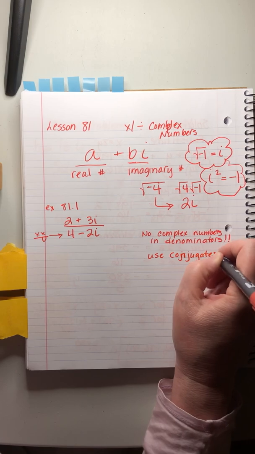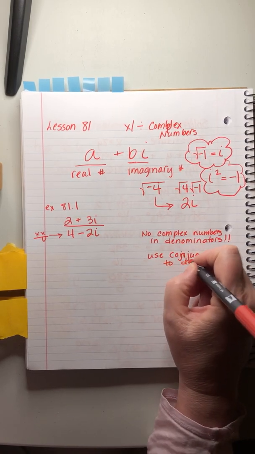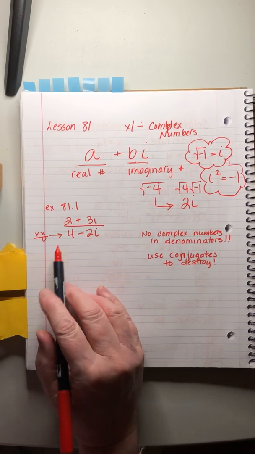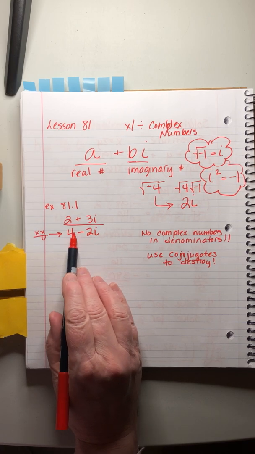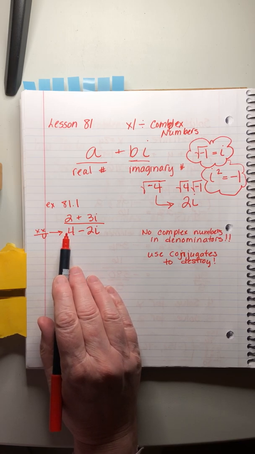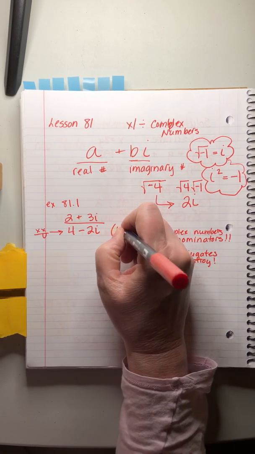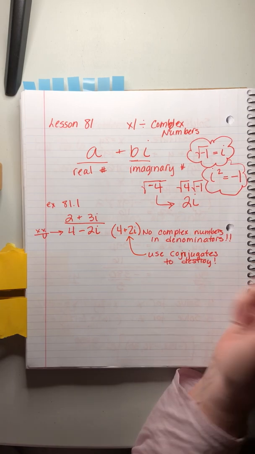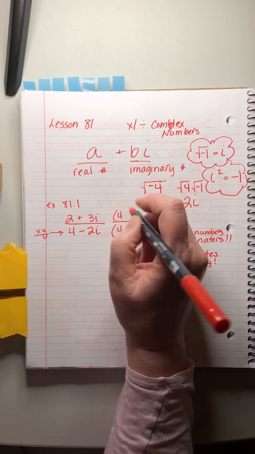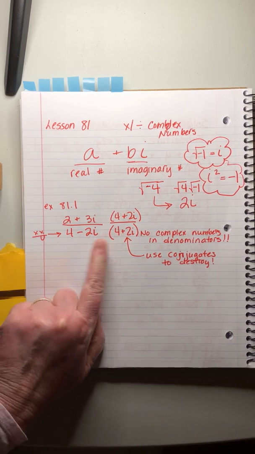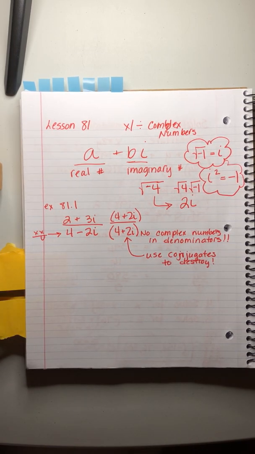Conjugates, and I'll remind you of what that is, to, I'm going to say destroy because I feel a little violent about it. Remember, a conjugate is the same binomial with the middle sign changed. The front sign, even if it's an invisible plus sign like this one, is exactly the same. So this conjugate would be 4 plus 2i. That's the conjugate. And then we have to do it to the top and bottom.